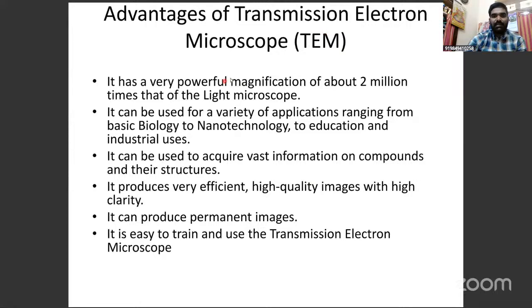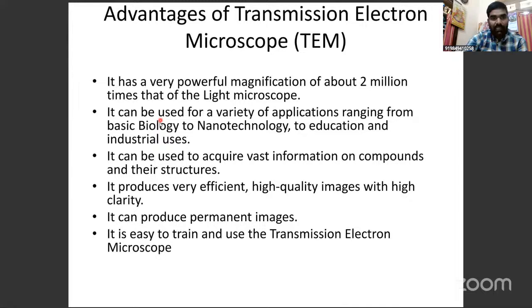Advantages of the transmission electron microscope. It has a very powerful magnification of about 2 million times that of the light microscope. Comparatively to the light microscope, the transmission electron microscope magnifies the specimen 2 million times.